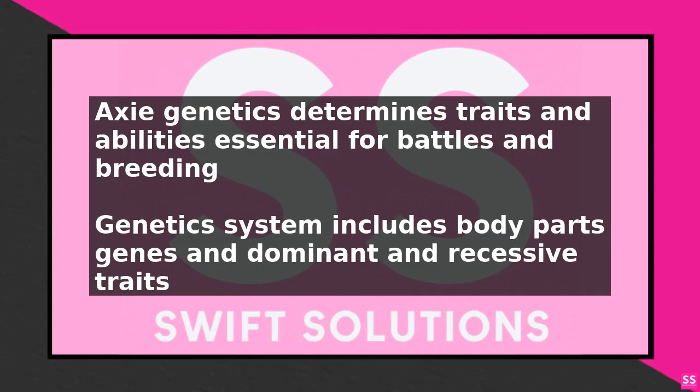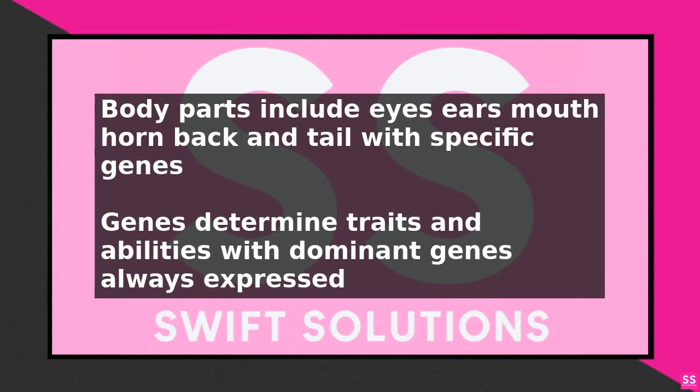body parts, genes, and dominant and recessive traits. The body parts of an Axie include its eyes, ears, mouth, horn, back, and tail. Each body part has a specific gene associated with it, and these genes determine the traits and abilities of the Axie. There are 6 genes for each body part, with 3 being dominant and 3 being recessive.